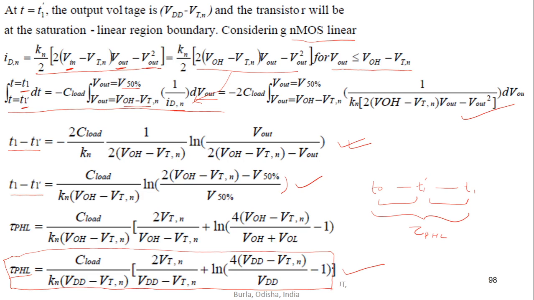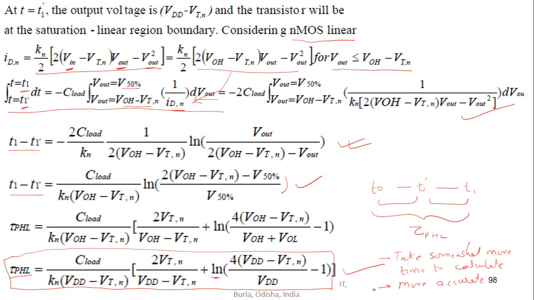There are more parameters here, more terms here. There is a log term here also that needs to be calculated. So this will take somewhat more time to calculate, but the results will be more accurate as compared to the previous average current method.